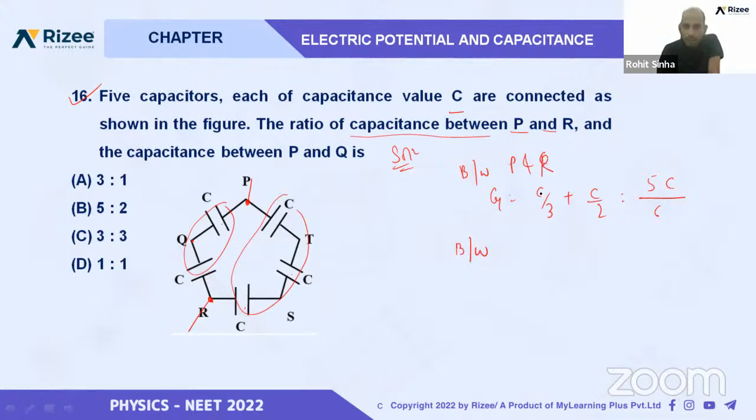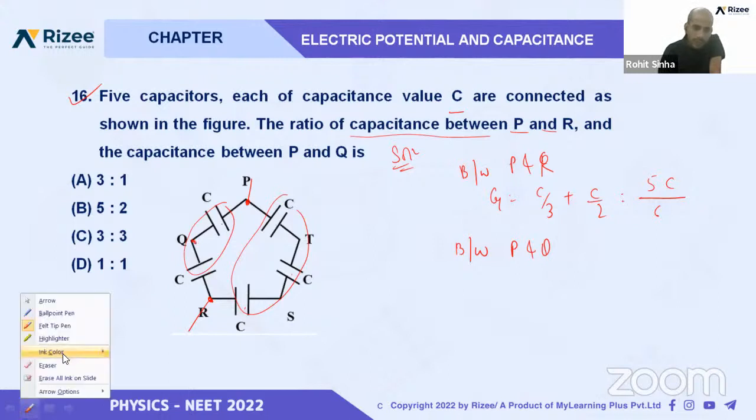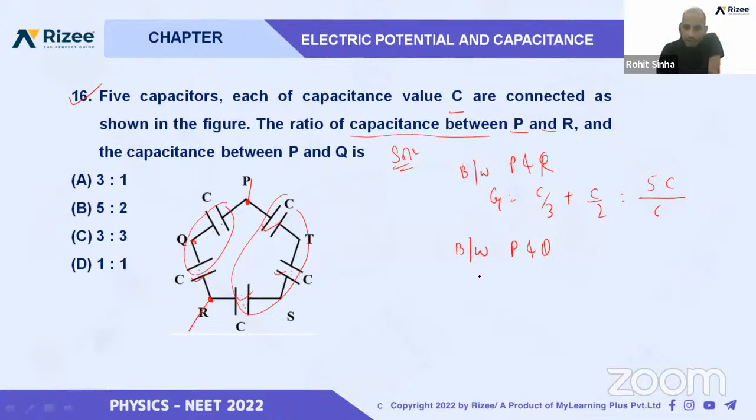Now, between P and Q, we can see all four of these are in series and one is in parallel. So for the four in series, we can write C equivalent is equal to C by 4 plus 1 parallel C. So it will be 5C by 4.